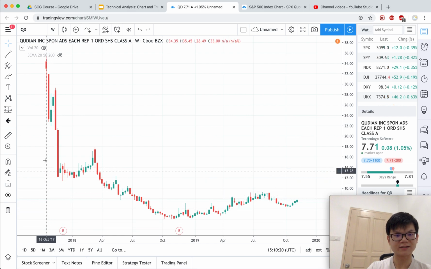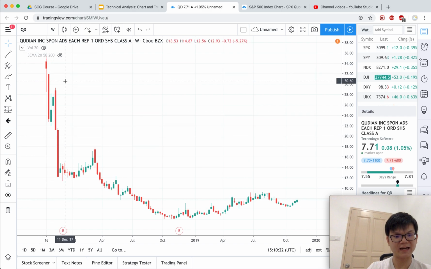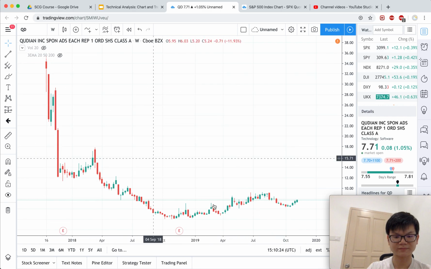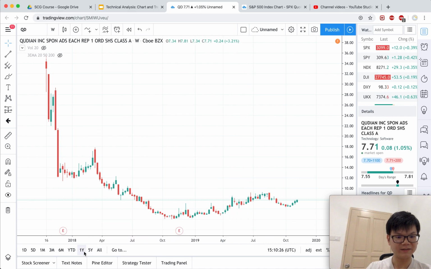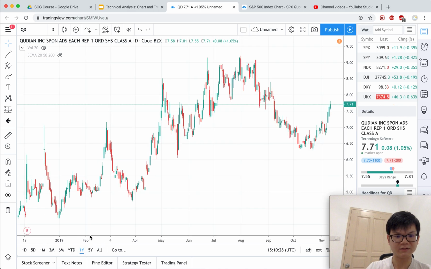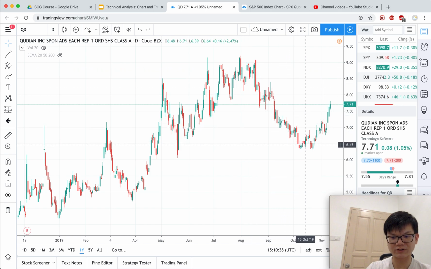So for this 2 years trend, you can see it is an obvious downtrend. Very obvious. And if we zoom to 1 year, we can actually see the trend totally changes. It is an obvious uptrend. And then 3 months ago there was a slight downtrend, and then it is going up again.